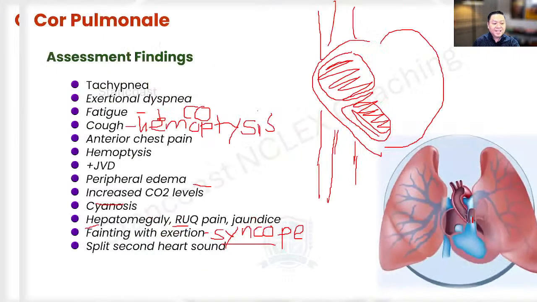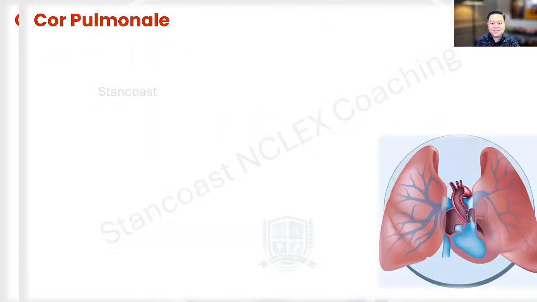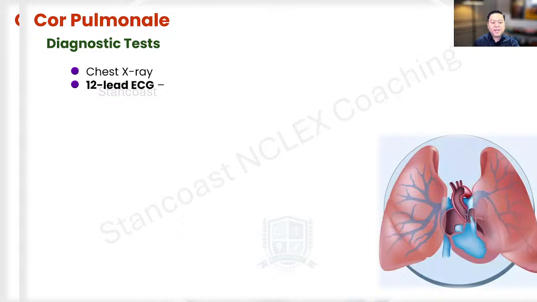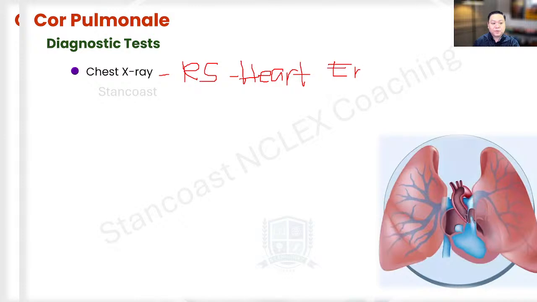Now, let's exit out here. We are going to talk about the different diagnostic tests that the medical provider will be ordering. And top of the list here would be the chest x-ray. And what is expected in the chest x-ray is that there will be a right-sided heart enlargement. There will be dilation into the right atrium and the right ventricle.